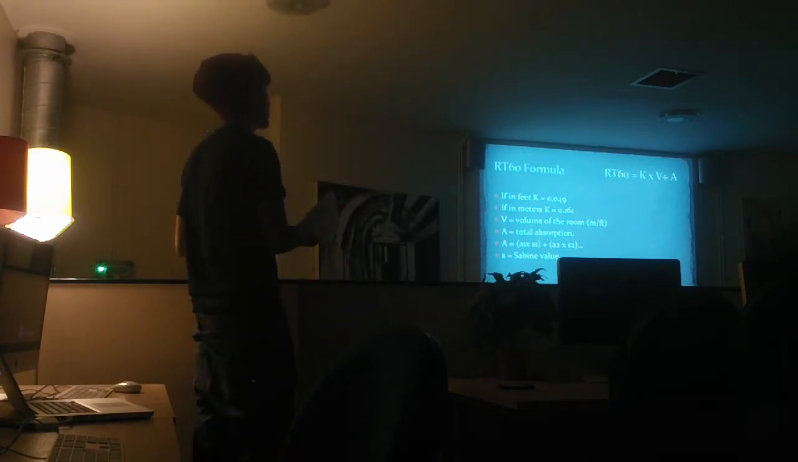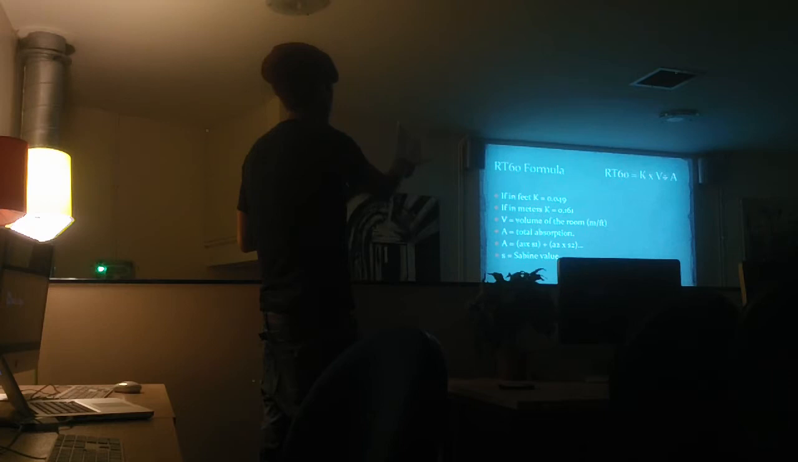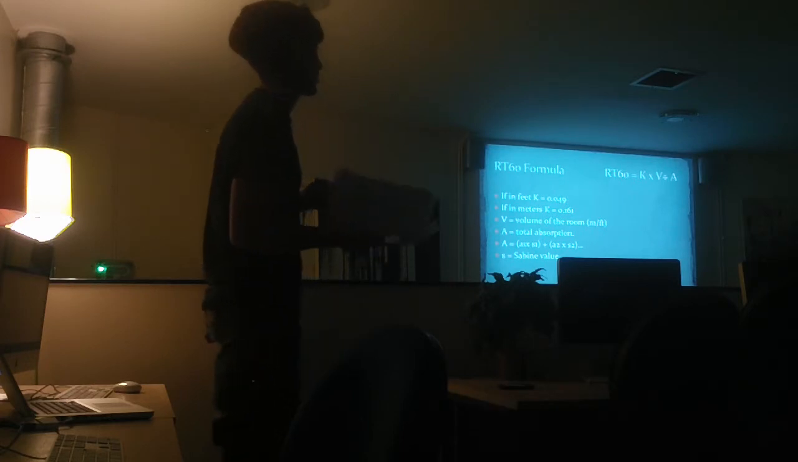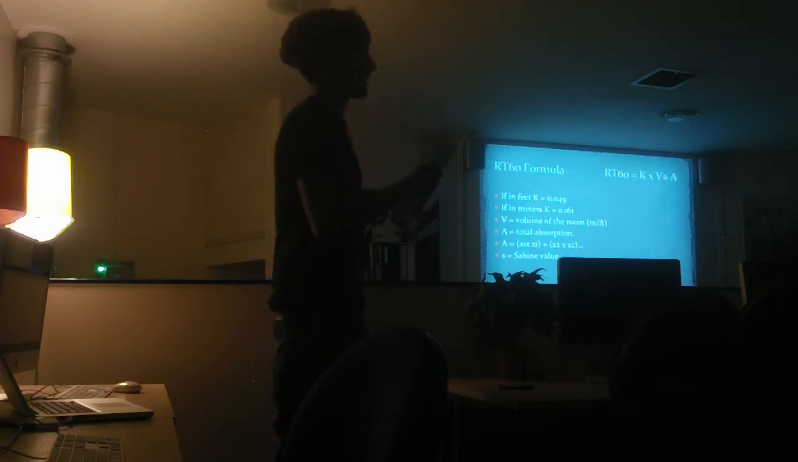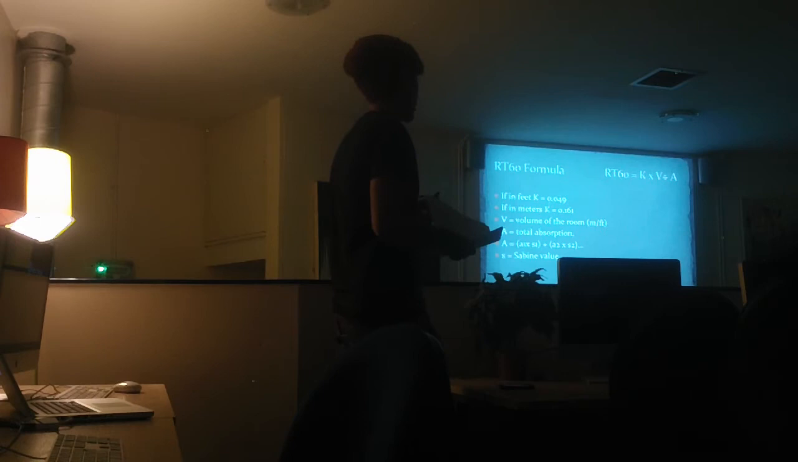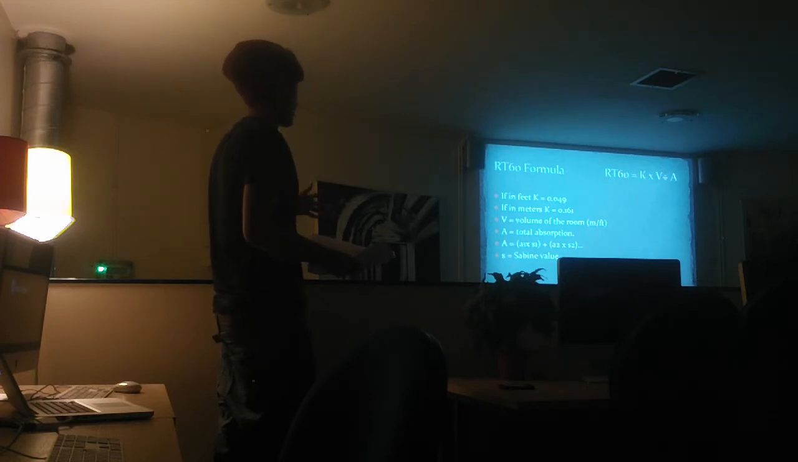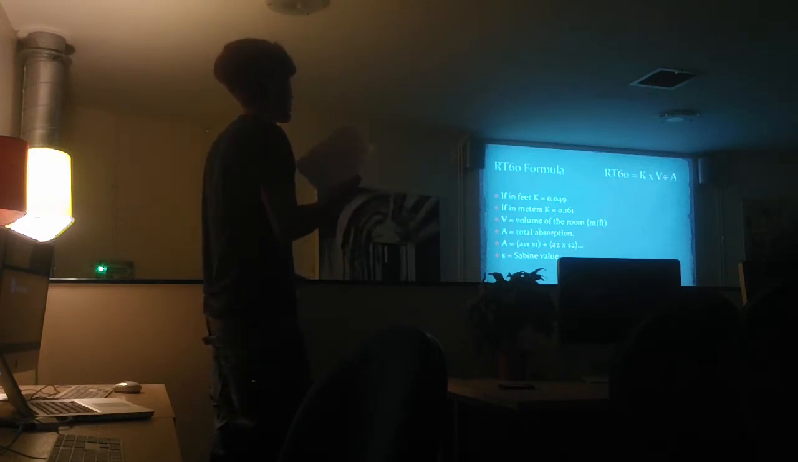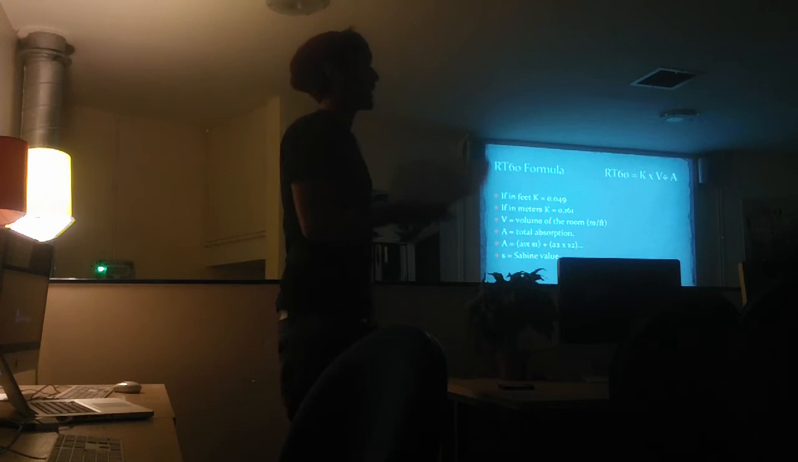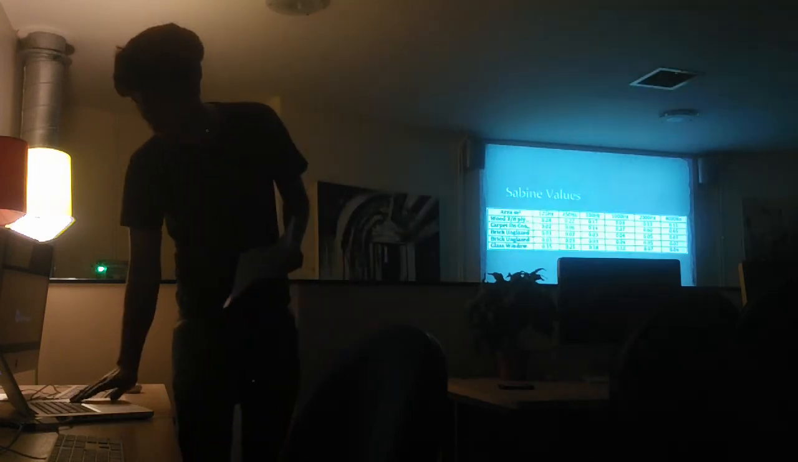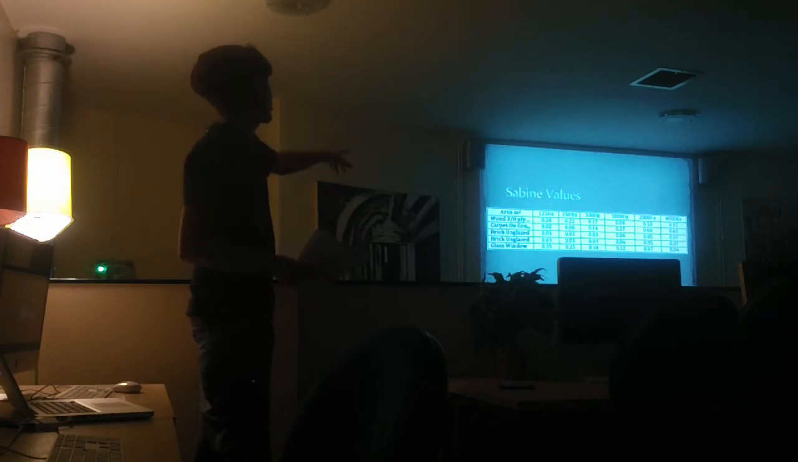It can be done in either feet or meters. If it's in feet, K is 0.049, and if it's done in meters, it's 0.161. V is the volume of the room, so that's your width, length and height multiplied together, and it's in meters cubed. A is the total absorption, which is the area of surfaces times what we looked at before, its Sabine value at a given frequency.